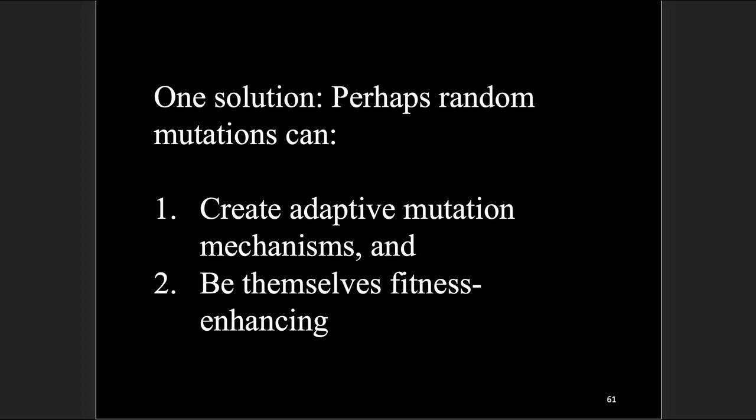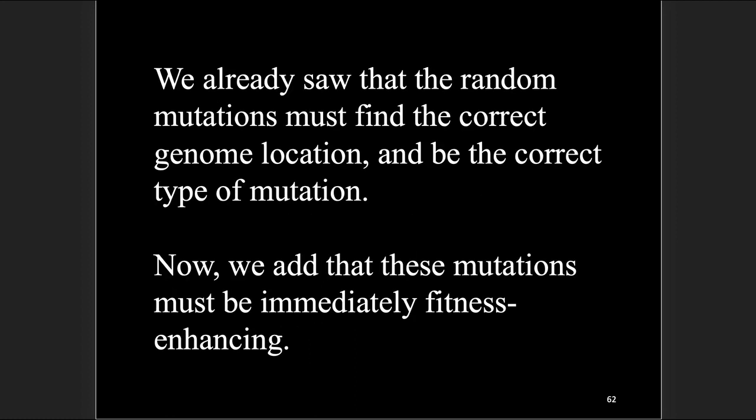So you see now it's becoming even more unlikely. It's got to be the right sequence in the right place, and it has to have both the immediate improvement as well as this long-term fitness enhancing feature against some future environmental stress. We already saw that the random mutations must find the correct genome location and be the correct type of mutation. Now we add that these mutations must be immediately fitness enhancing. This is astronomically unlikely. So the theory of evolution is taking on a lot of serendipity and a lot of complexity.